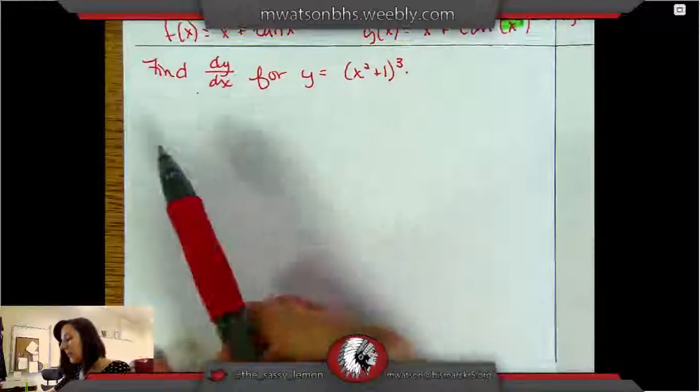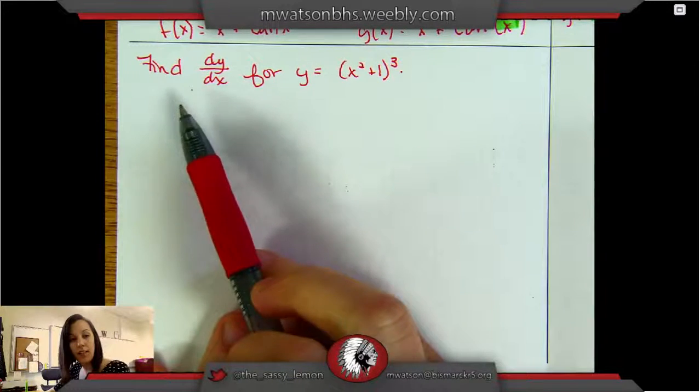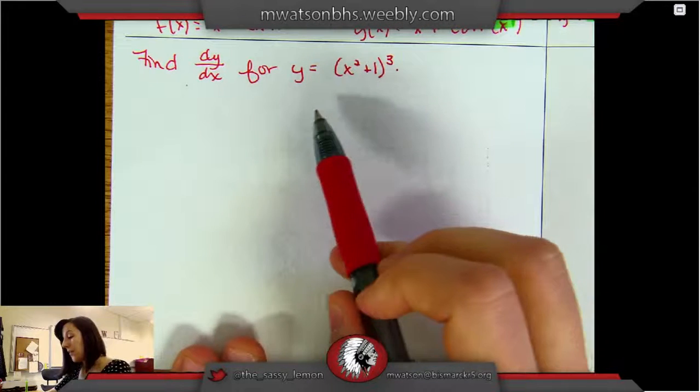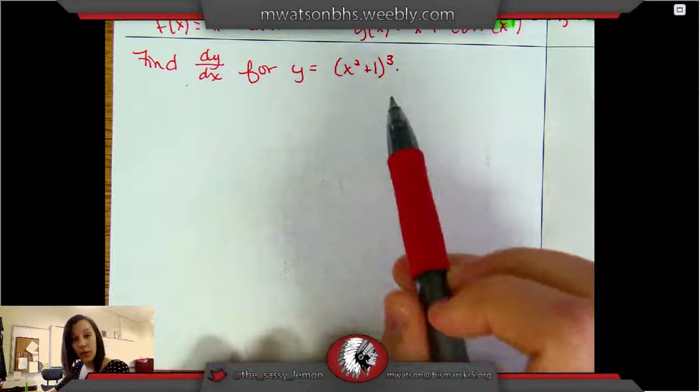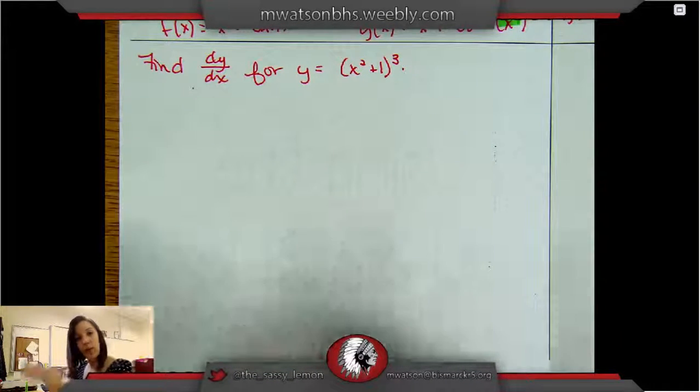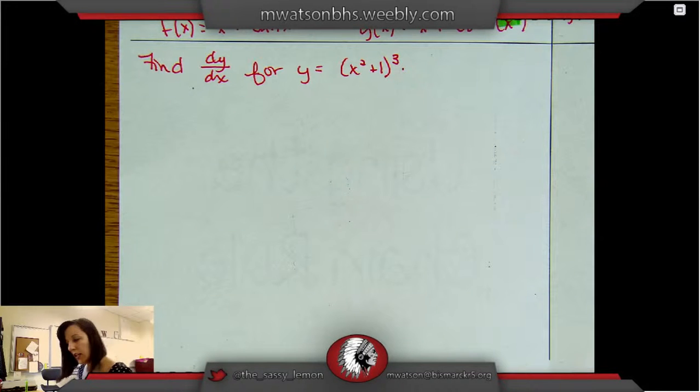Okay, so our problem that we're going to start with is find dy over dx, i.e., the derivative, for y equals quantity x squared plus 1 cubed. The very first thing we're going to do is decompose this function. Hopefully when you look at it, you realize this isn't a simple derivative. We have to use the chain rule.